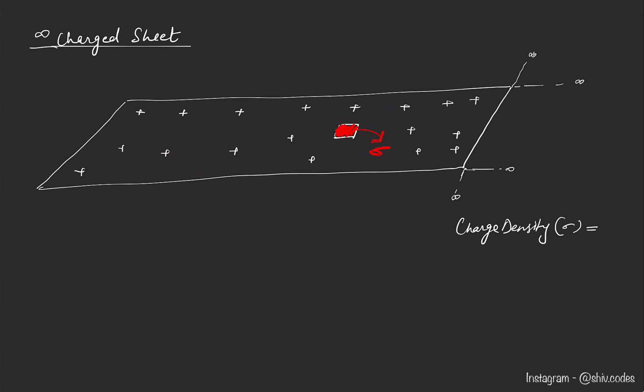So now we are given the charge density sigma. We want to find the electric field, since these charges will produce electric field lines. So remember, electric field is produced by charges, and electric field exerts force on other charges.